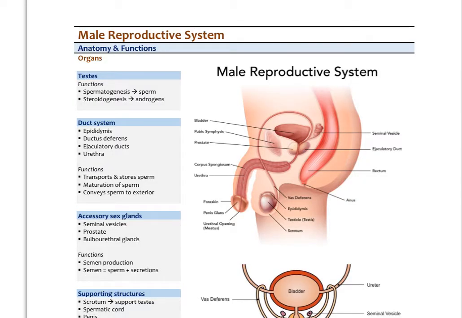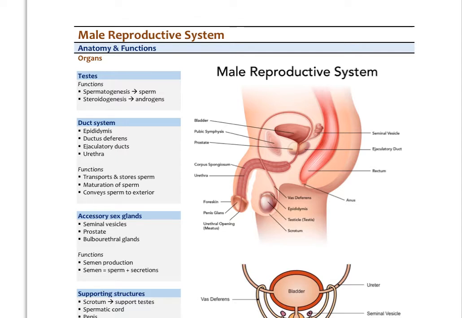So just quickly to review all the relevant organs here. The first would of course be the testes, singular testicle. The functions are twofold primarily. One is to generate sperm, and that process is known as spermatogenesis. And the other is to generate steroid hormones, in particular the androgens, testosterone being the largest. Androstenedione and DHEA, though, are also produced in the testes. And that process is steroidogenesis.